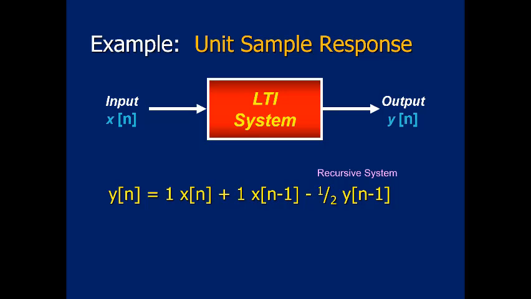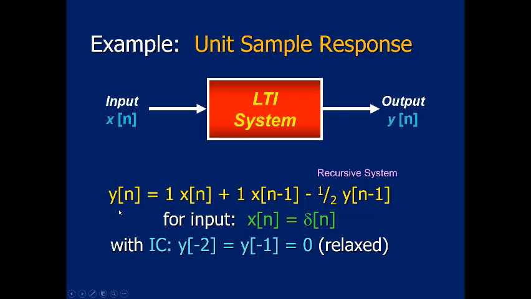Recursive systems, not quite so easy. Here we have the one that we have worked through a few examples on. y of n is 1 x sub n plus 1 x sub n minus 1 minus 1 half y of n minus 1. Here's our recursive term. We have a feedback. It's a first order recursive system. And if we tried to do the same kind of substitution to come up with a closed form solution for h of n, replace y of n with h of n and x of n with delta sub n, it doesn't work out quite so well for us.